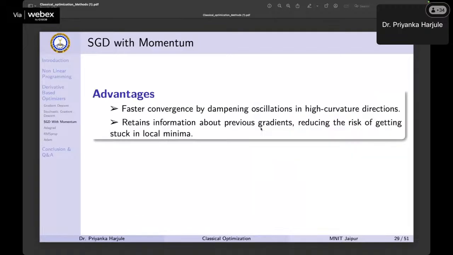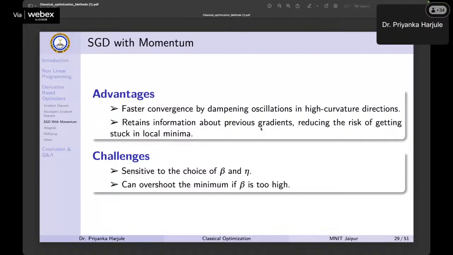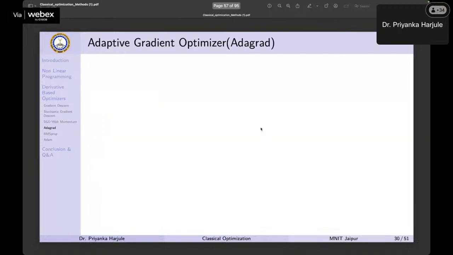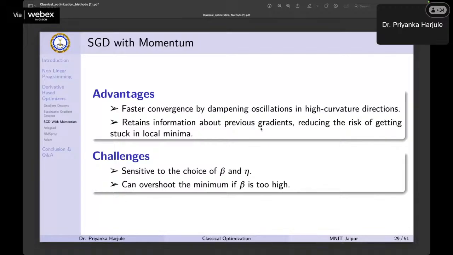I mean, as I already told you, the advantages and disadvantages are that it can overshoot. So what happens is SGD with momentum is also applying the same learning rate to all parameters. So that was the case with vanilla gradient also. It was applying the same learning rate to all the parameters.